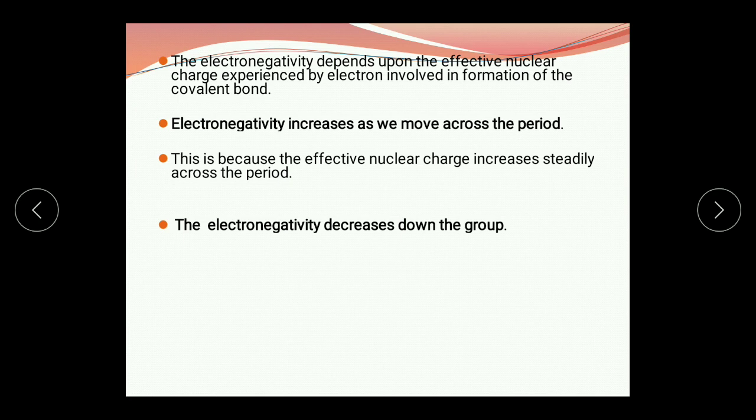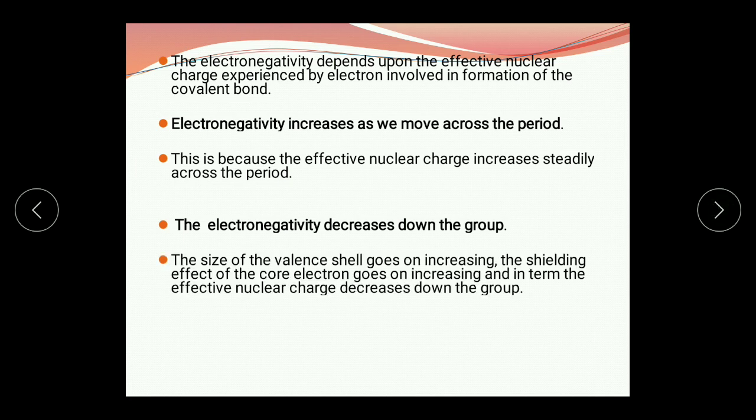What happens to electronegativity down the group? The electronegativity decreases down the group. Why? This is because the atomic radius increases down the group. The size of the valence shell goes on increasing. The shielding effect of the core electrons goes on increasing as their number increases, and in turn, the effective nuclear charge decreases down the group. These are the two reasons.